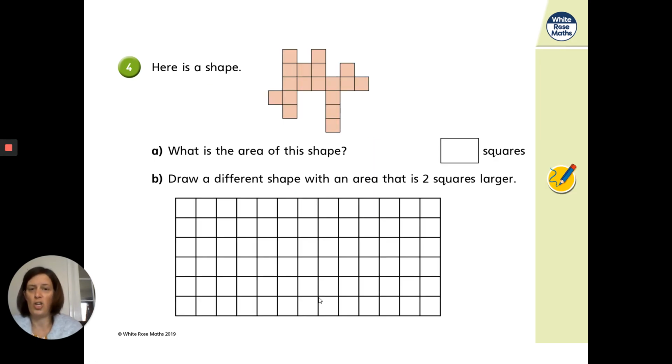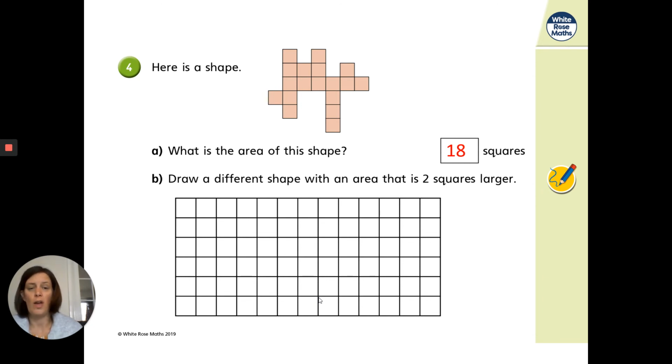Okay, next challenge. Here is a shape. What is the area of this shape? So if you counted up all of the squares in that strange shape, you will see that it has an area of 18 squares. Can you draw a different shape with an area that's 2 squares larger than that? So pause the video now while you have a go.